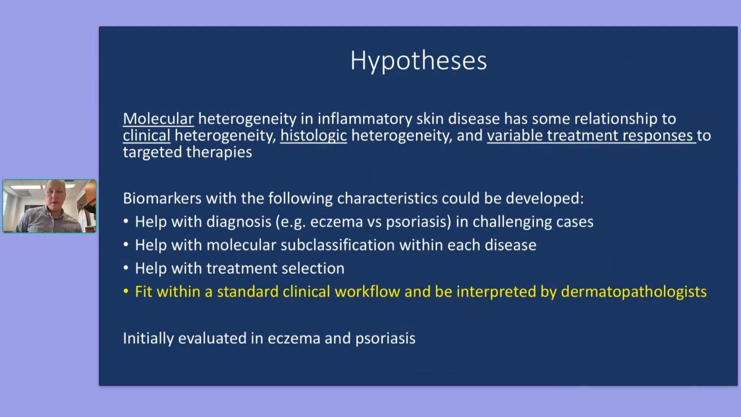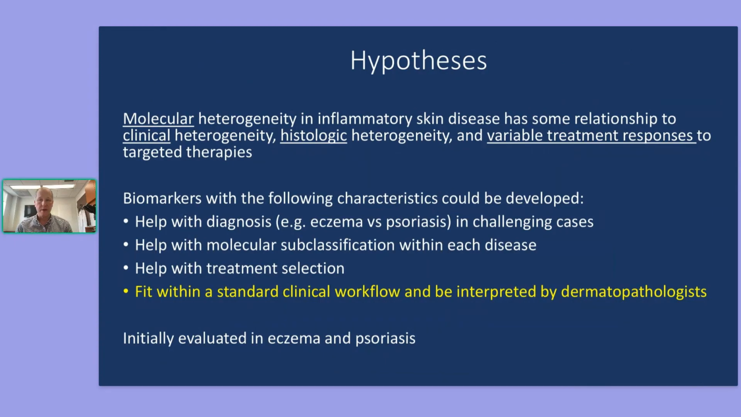And so here's a formal hypothesis slide. I think this does help clarify the work that we've been doing. But really the idea is that molecular heterogeneity in inflammatory skin diseases, eczema and psoriasis in this case, has some relationship to clinical heterogeneity. It looks different in one patient than the other sometimes. Histologic heterogeneity, although there are unifying features of disease, may look different depending on the patient you have. And can we somehow unite this with why patients don't always respond equally to the same therapy?